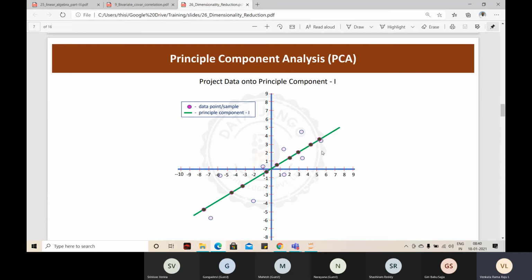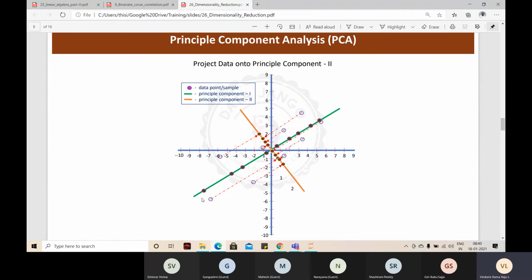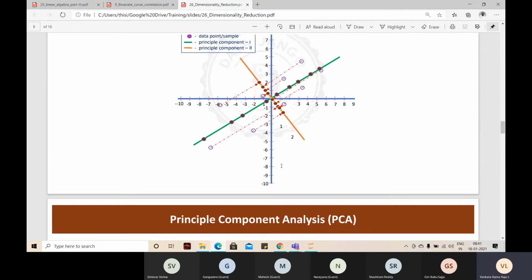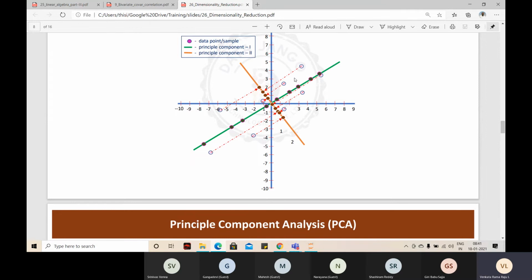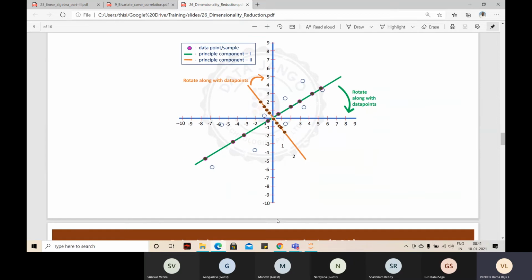The color reduced. Then it finds the second principal component, which is exactly perpendicular to the green line. Then it will project the same original data points onto the second principal component also. When it projected, it found those data points. Then it will extract the essence from the data. The magenta color is all gone and the circles became white. Then it rotates. Why does it rotate? I'll explain in a moment.